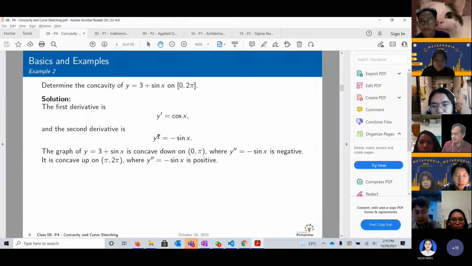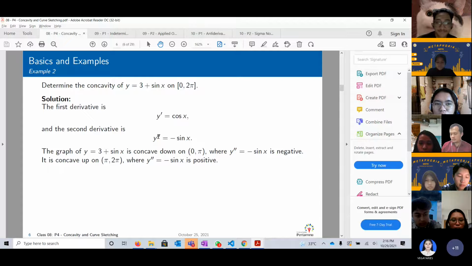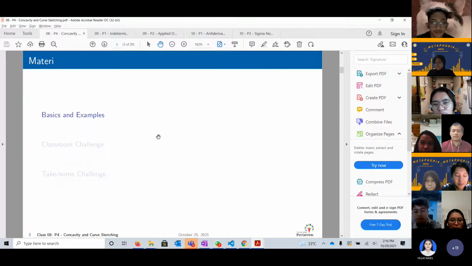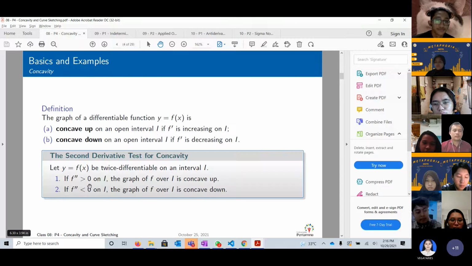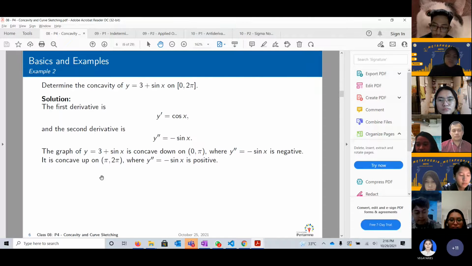Yes, any question? Berarti kalau dia negatif, dia cekung ke bawah, kalau positif cekung ke atas ya, Sir? Yes, this is according to this. If the second derivative is negative, then concave down. If the second derivative is positive, then concave up. Okay, Sir. Thank you, Sir.